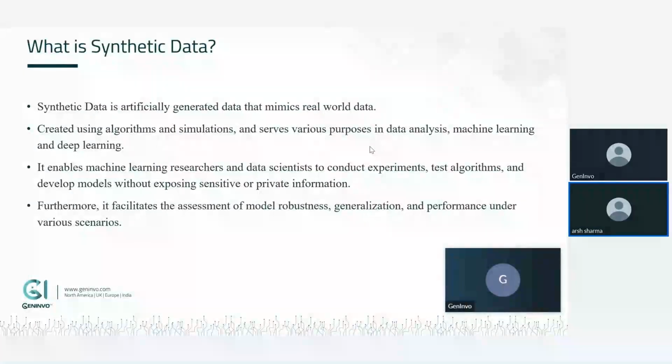First of all, let's see what is synthetic data. Synthetic data is artificially generated data that mimics the real world data. It is created using algorithms and simulations and serves various purposes in data analysis, machine learning, and deep learning. It enables machine learning researchers and data scientists to conduct experiments, test those algorithms, and develop models without exposing sensitive or private information. Furthermore, it facilitates the assessment of model robustness, generalization, and performance under various scenarios.